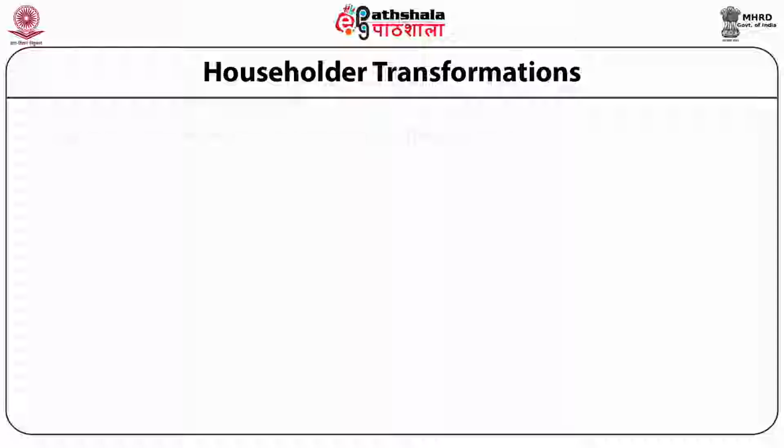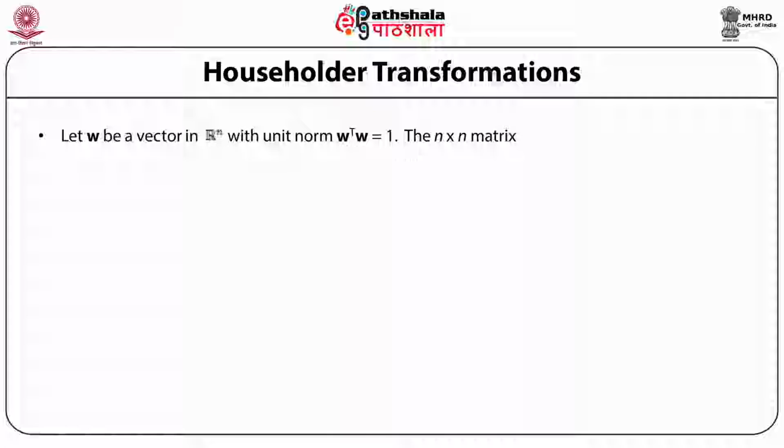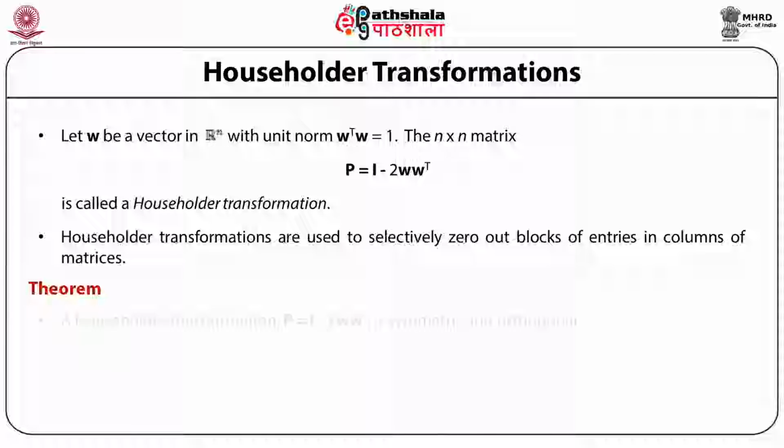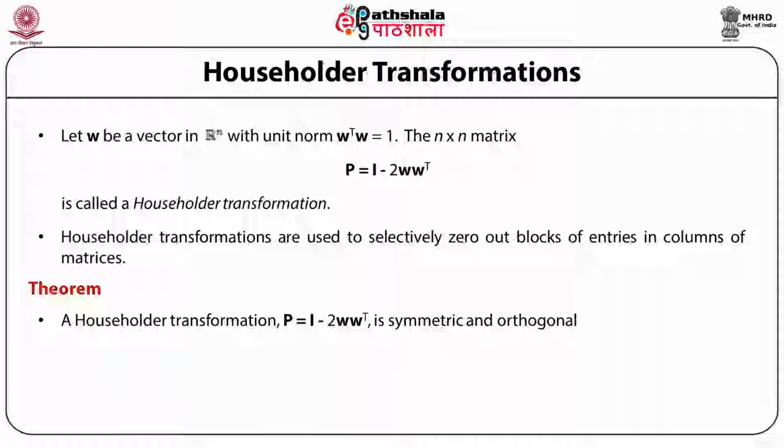Householder transformation. Let W be a vector in space R raised to power n with unit norm, W transpose into W equals 1. The n cross n matrix P equals I minus 2 W into W transpose is called a Householder transformation. Householder transformations are used to selectively zero out blocks of entries in columns of matrices. Now the theorem: a Householder transformation P equals I minus 2 W W transpose is symmetric and orthogonal.